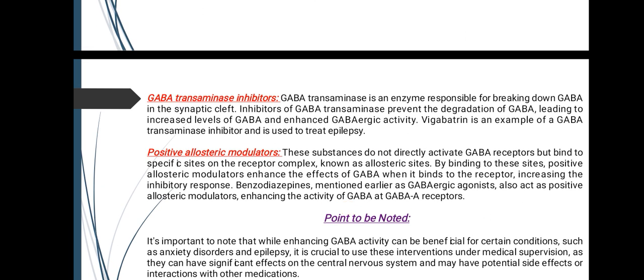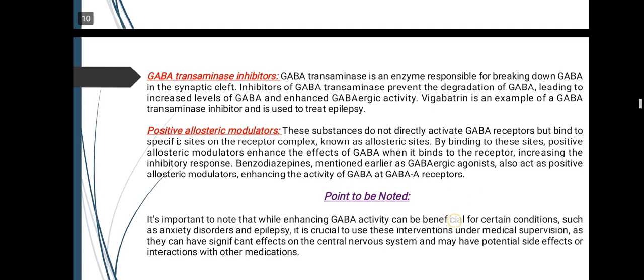Transaminase inhibitors. GABA transaminase is an enzyme responsible for breaking down GABA in the synaptic cleft. Inhibitors of GABA transaminase prevent the degradation of GABA, leading to increased levels of GABA and enhanced GABAergic activity. Vigabatrin is an example of a GABA transaminase inhibitor and is used to treat epilepsy.